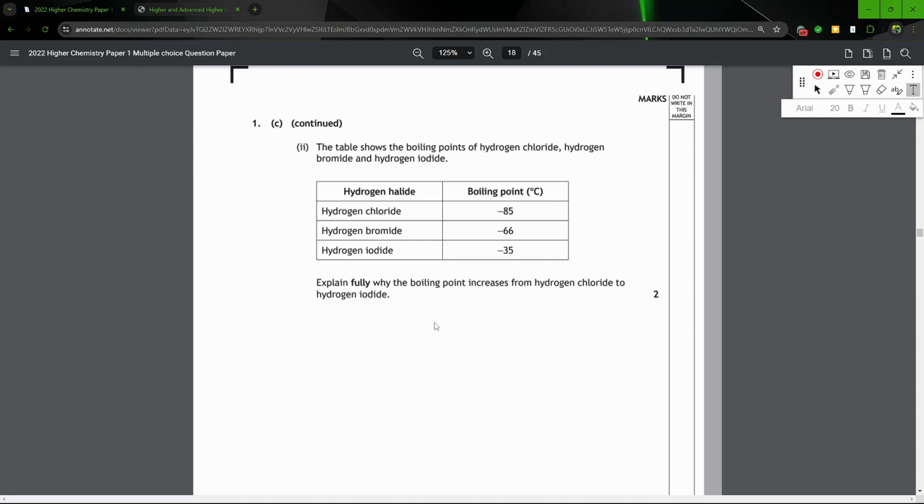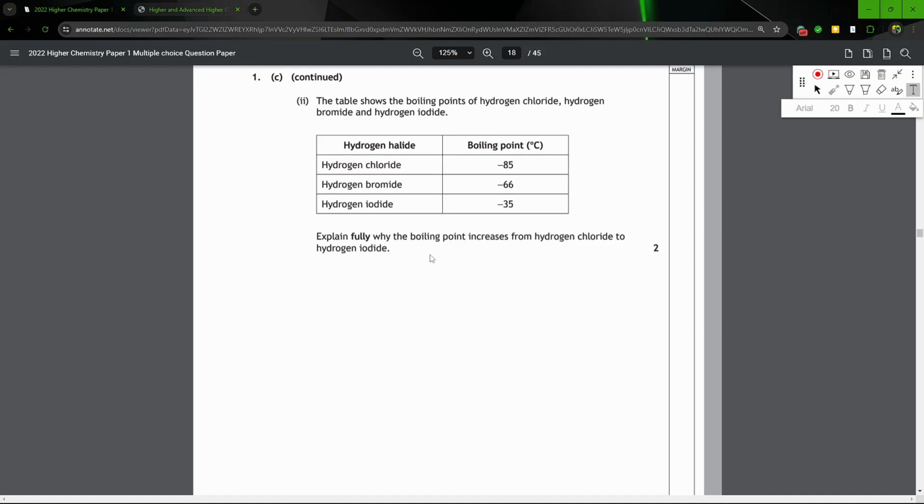The table shows the boiling points of hydrogen chloride, hydrogen bromide, and hydrogen iodide. Explain fully why the boiling point increases from hydrogen chloride to hydrogen iodide.